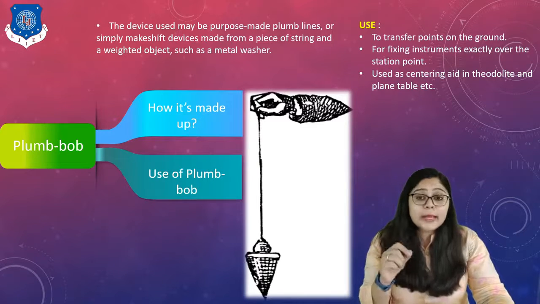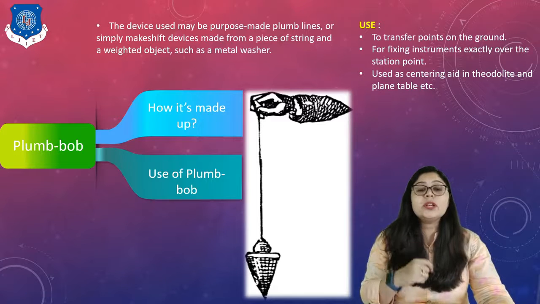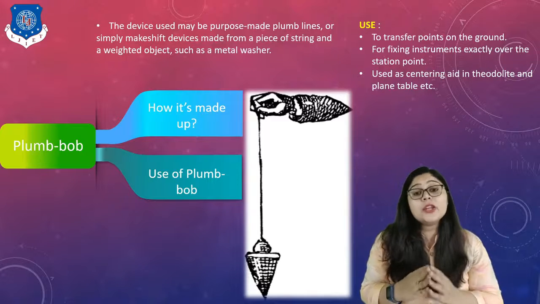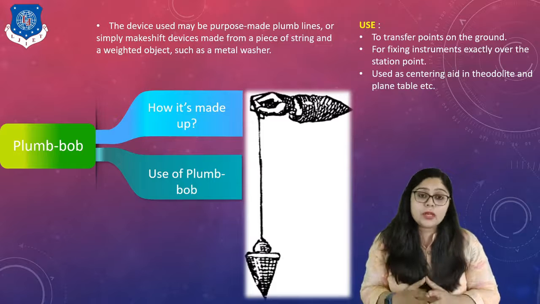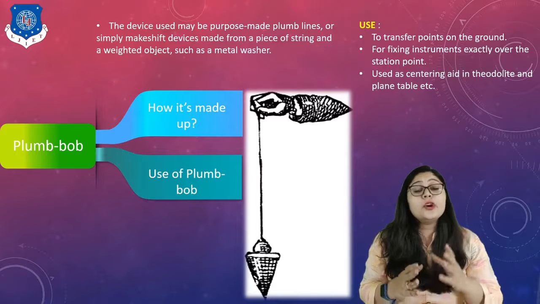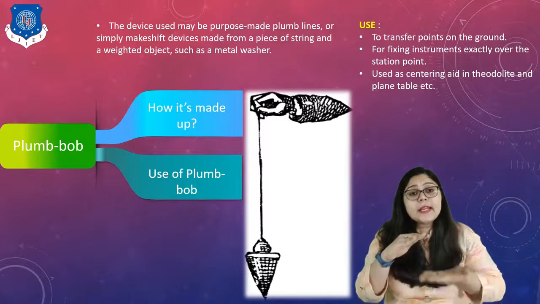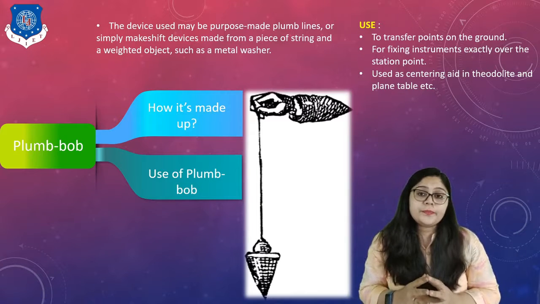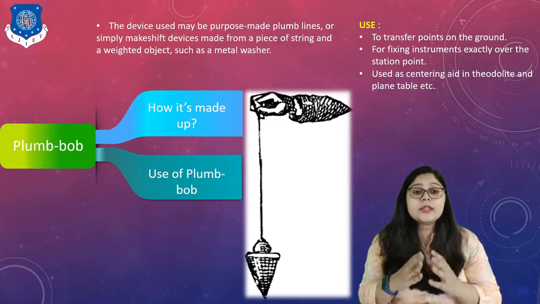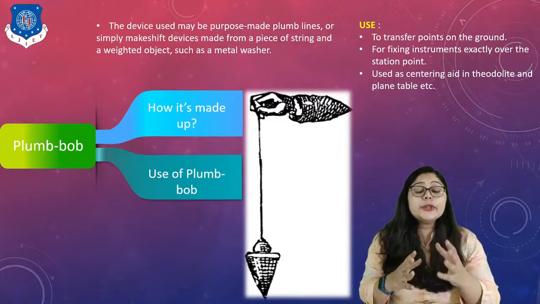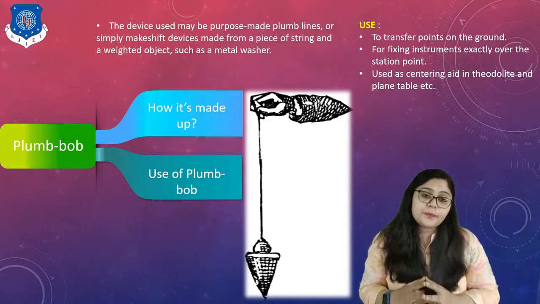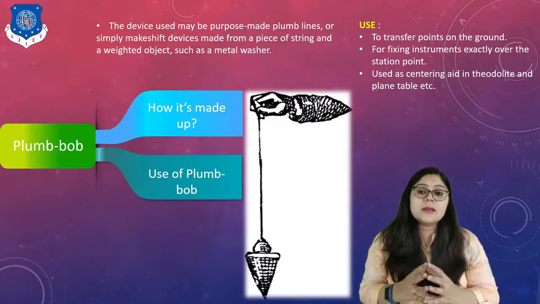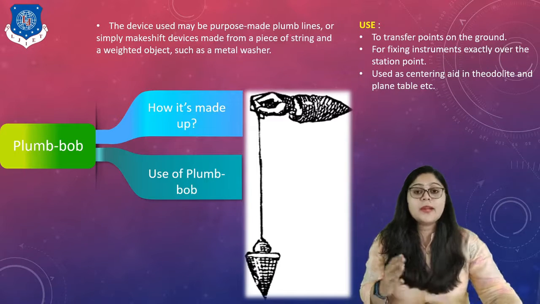But it is very important while we have to use it on field, because they are used to transfer points on the ground. Again, for fixing the instruments exactly over the station point, we are using plumb bobs. Again, it is used as a centering aid in theodolite and plane table. So this is the basic concept of plumb bob, right?